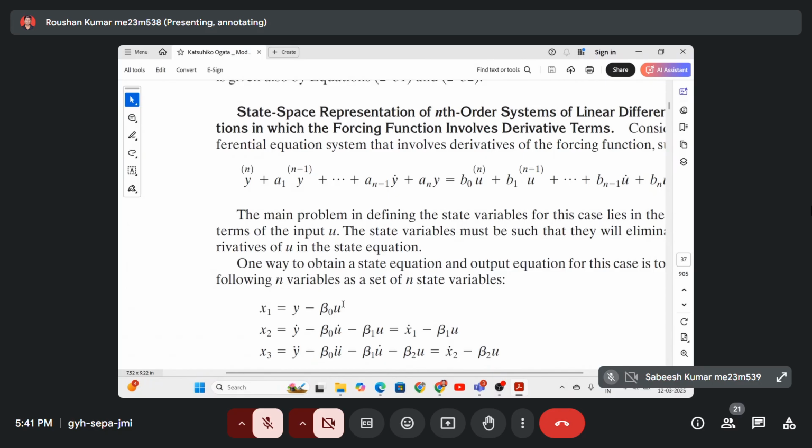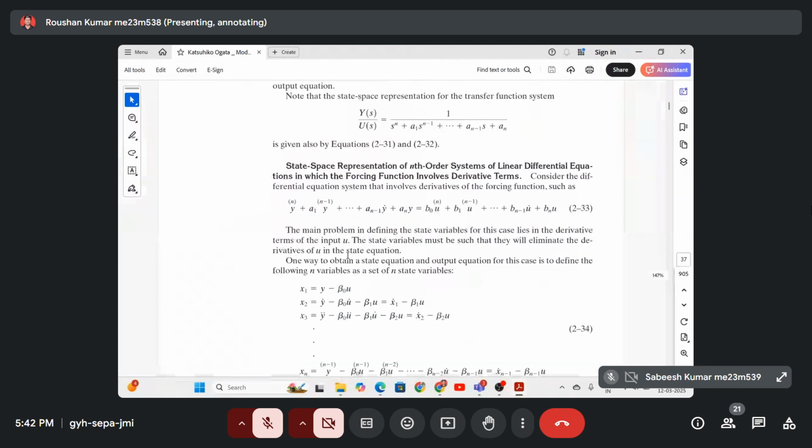If I can paraphrase what you have told: you remember we considered that standard equation, a naught d^n y/dt^n plus a1 d^(n-1) y/dt^(n-1) and so on. On the right-hand side we had b naught d^m u/dt^m and so on. For the standard ODE, we took the transfer function and got a numerator polynomial and a denominator polynomial of orders m and n respectively. Here also, the starting equation is the same equation, with the only simplification being that m is equal to n.